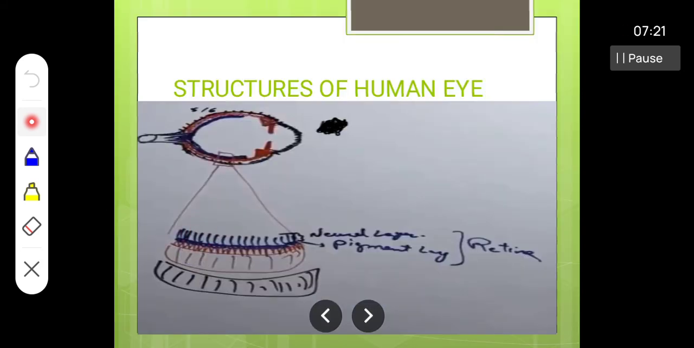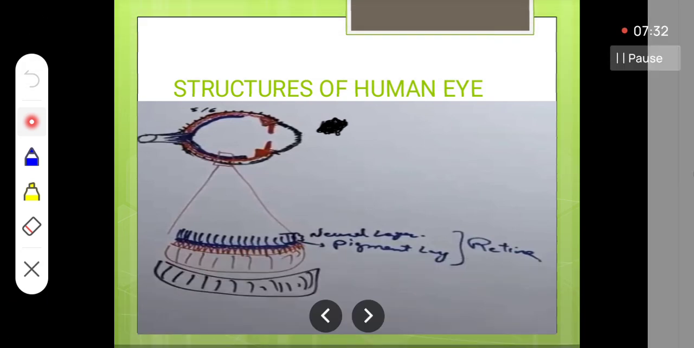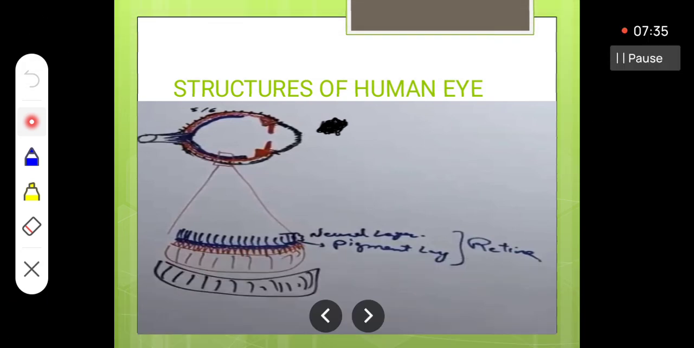I have simply taken this part from here and put it here. So you can see this generally contains three layers. The outermost layer we have already seen: the outermost layer is the sclera, then the choroid, and then the retina. But between the choroid and the retina there are two layers. The outward one is the pigmented cell layer, and the innermost is the neural part, the light sensitive part, which contains rods and cones.